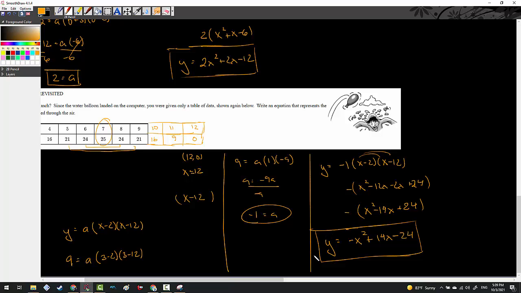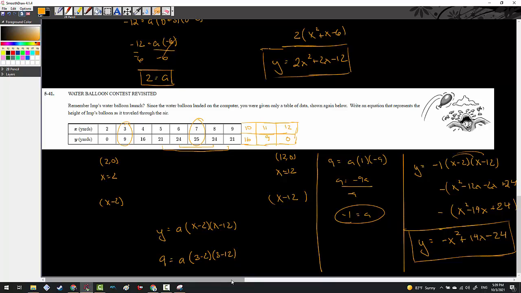Writing the equation from a table or even given coordinates, as long as those coordinates are the x-intercepts and something else, writing the equation of the quadratic should be pretty doable, at least for now, until we give you something a little more difficult. But otherwise, that should wrap up the lesson.